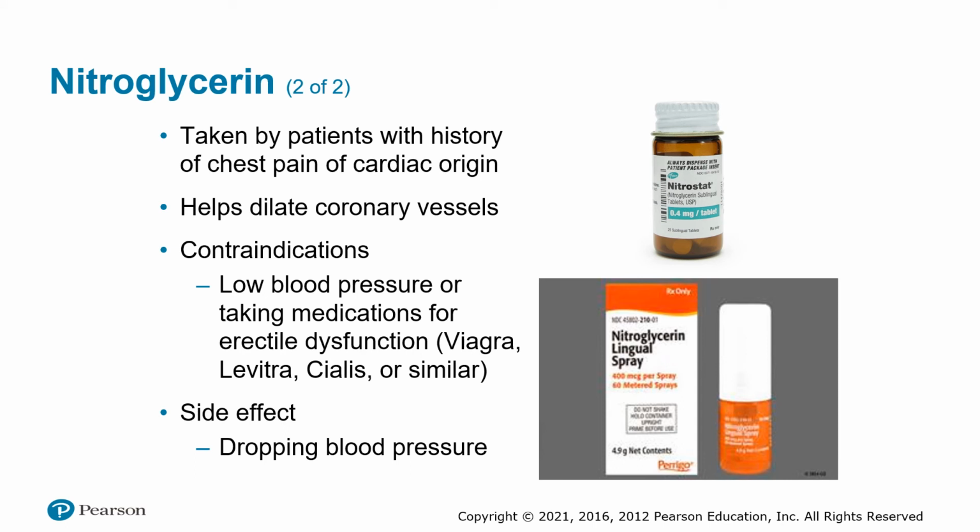Nitro, this is given to patients with chest pain. It helps to dilate those coronary vessels to make them bigger. And then contraindications include a low blood pressure or taking medications for erectile dysfunction, such as Viagra, Levitra, Cialis, any of those things.